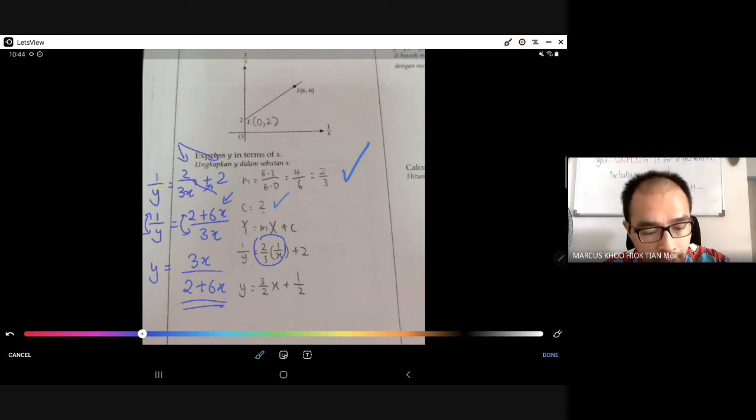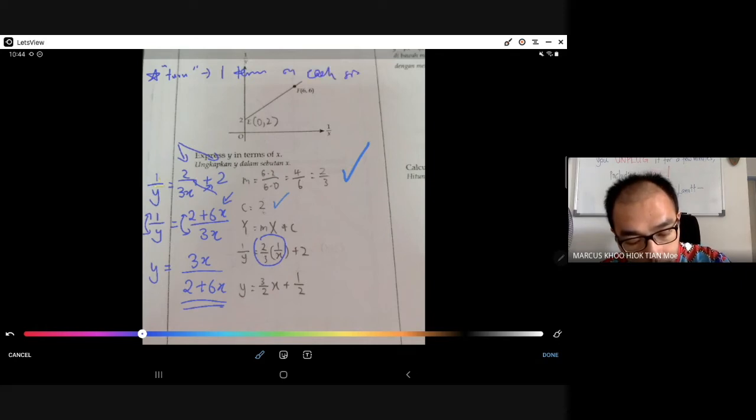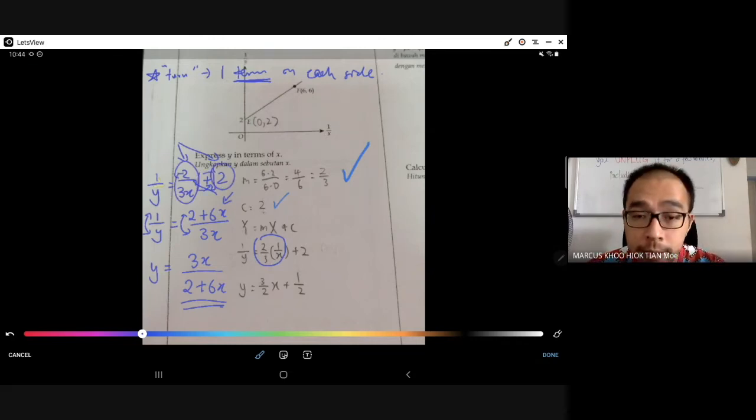So if there's anything that we need to learn here, it is that when you want to turn around, make sure that it is one term on each side. One term means if there is a plus, it must be in a fraction. You cannot have one number here, and then separated by a plus. That is two terms already.